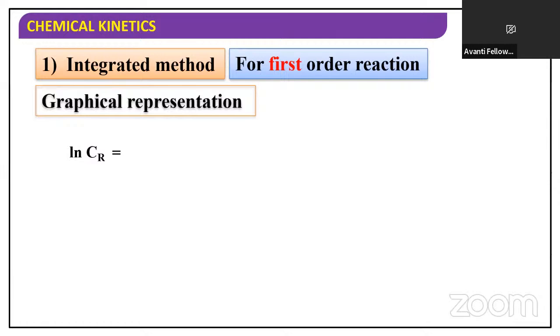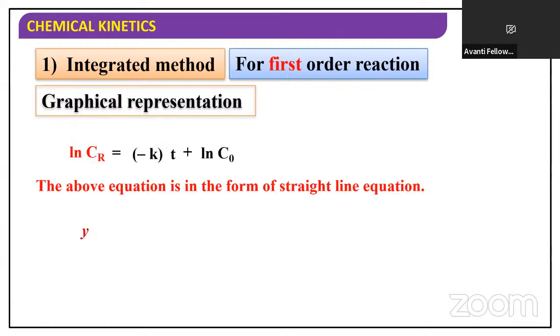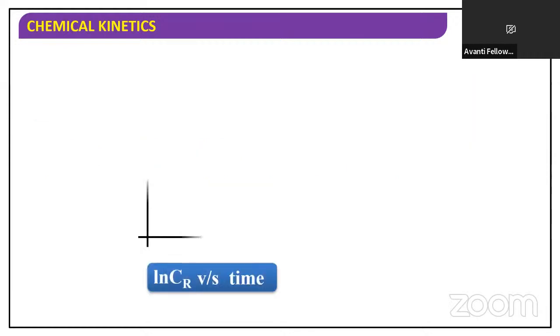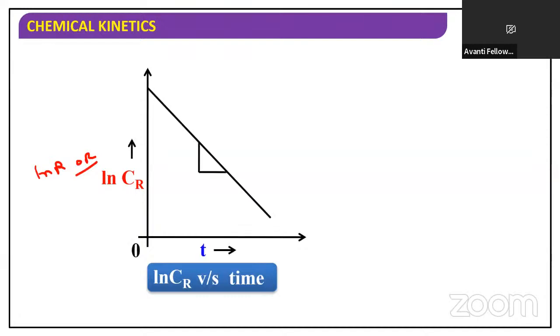Now let's see the graphical representation for the first order as well. On the same basis, just like the zero order, if we plot the graph for the first order, we also get the same kind of graph. The difference is that where we have only R naught, here we have ln R. So we can write ln R or ln CR, both are the same thing, right? So this is the graph we get.